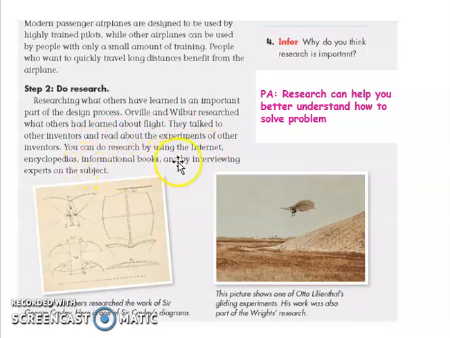You could do research by using the internet nowadays, and then by just reading books, you could easily see the research work of other persons. So nowadays, it's easier compared to before. So let's try to answer number 1. Why do you think research is important? Possible answer: research can help you to better understand how to solve the problem. At the same time, you could find references from other scientists. Okay?